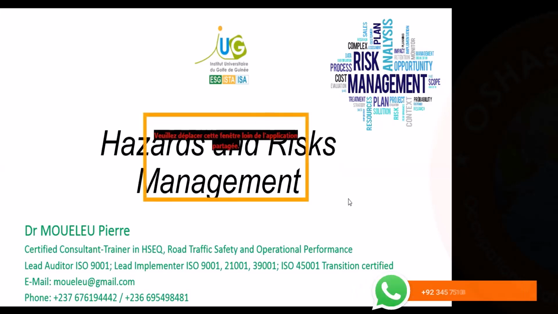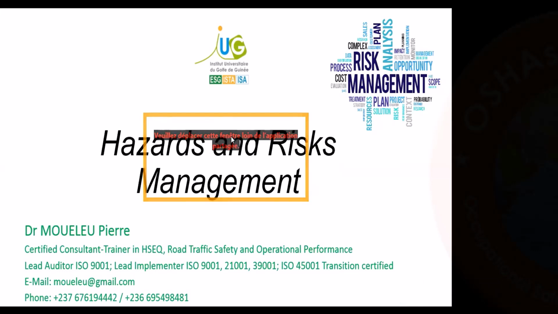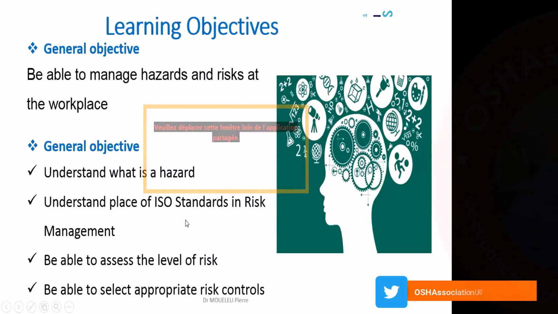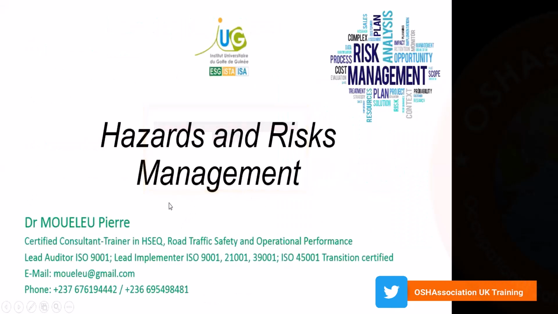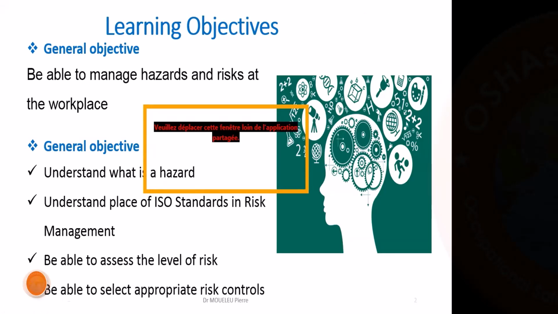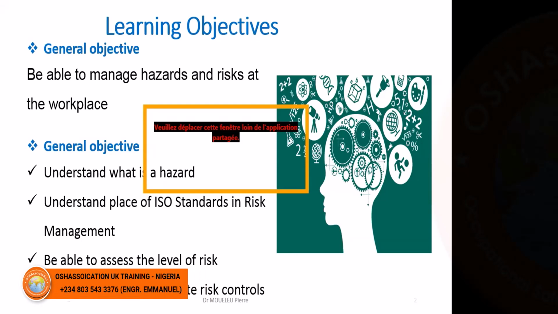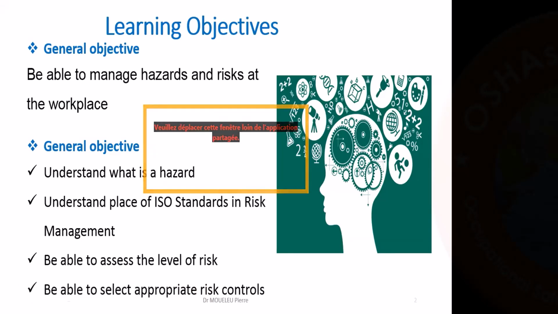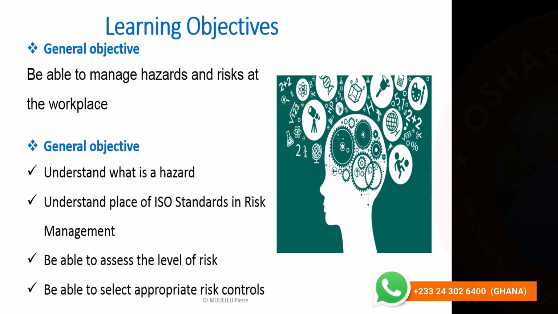Now I'm here today as a person in charge of OSHAssociation in Cameroon, and to share with you this training on hazards and risk management. We are supposed today to be able to manage hazards and risks at our workplace. So to know exactly how it is done, we will work with general objectives of understanding what is hazard, understanding the place of ISO standards in risk management, to be able to assess the level of risk, to be able to select appropriate risk control. Those are the specific objectives that we have for this training section.